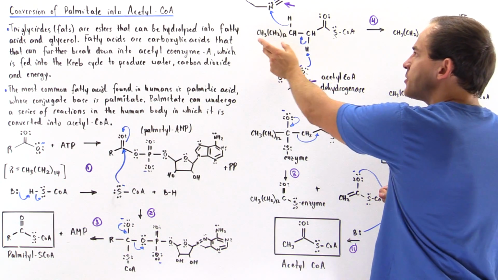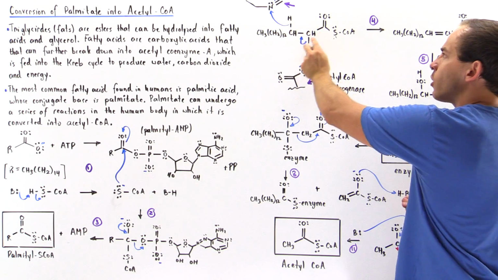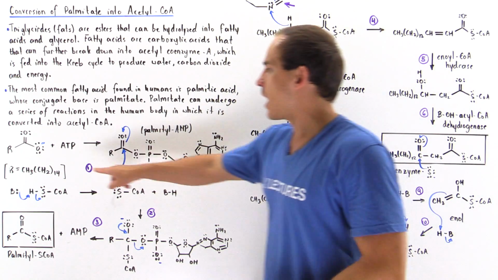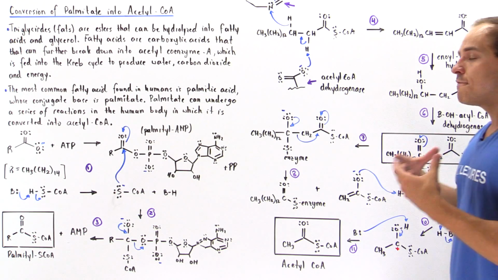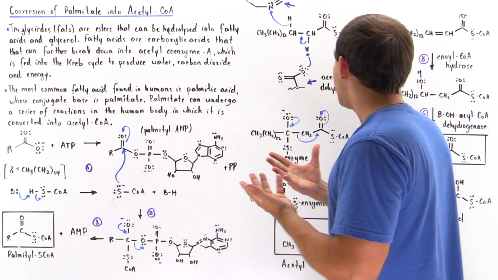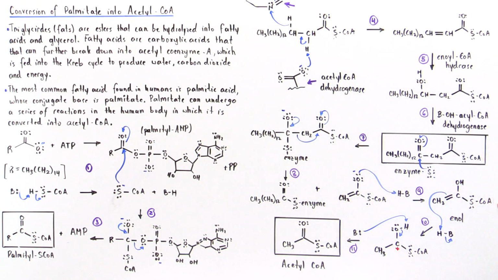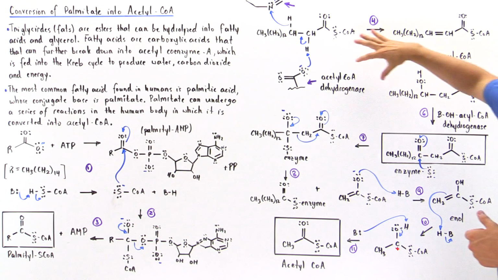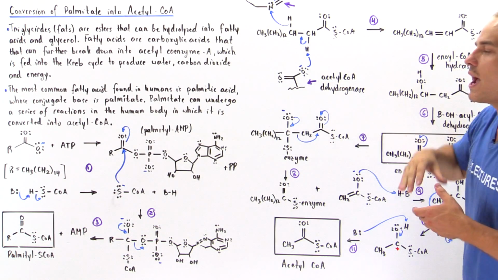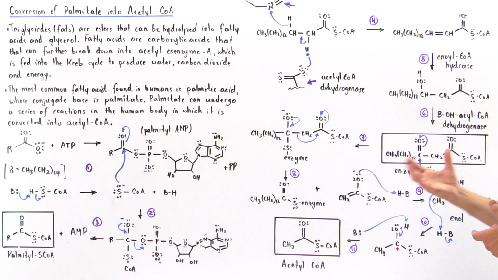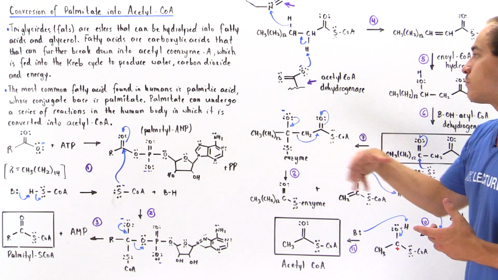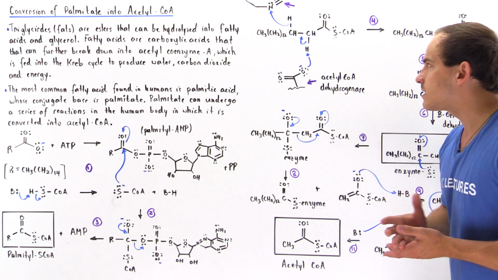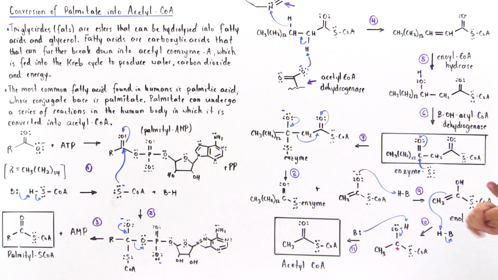So we have 1 methyl, 12, 2 more, so 14 groups as described in this section here. Now, the first enzyme that helps us through process number 4 is an enzyme called acetyl coenzyme A dehydrogenase. Dehydrogenase simply means the enzyme removes an H atom. So let's see exactly how that works.